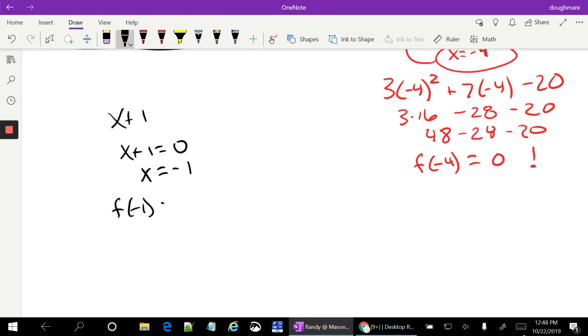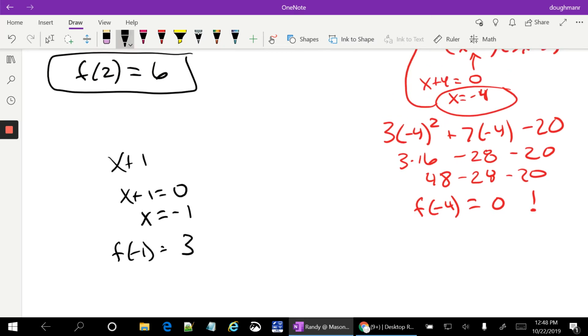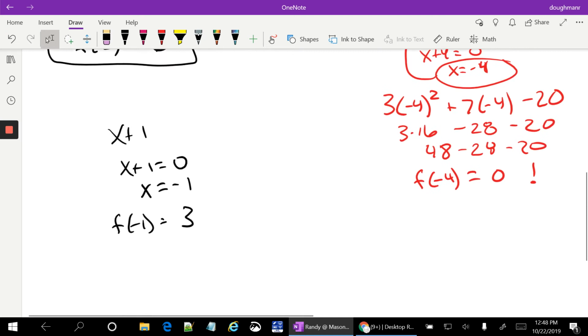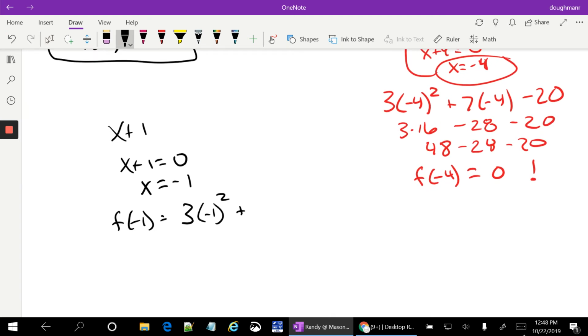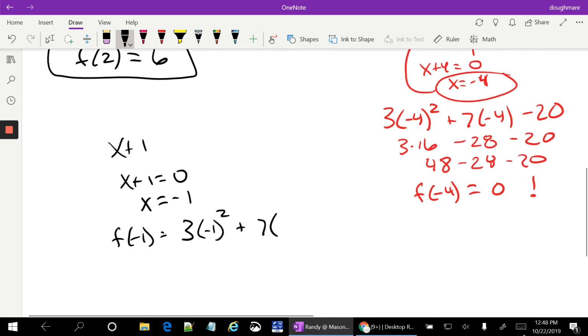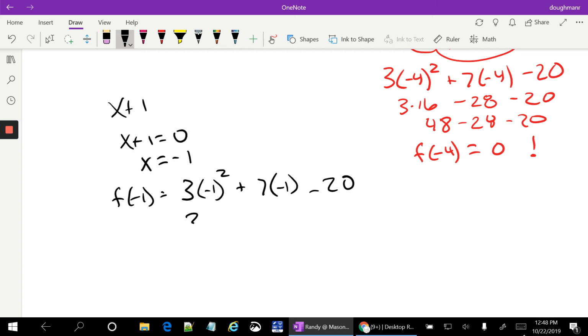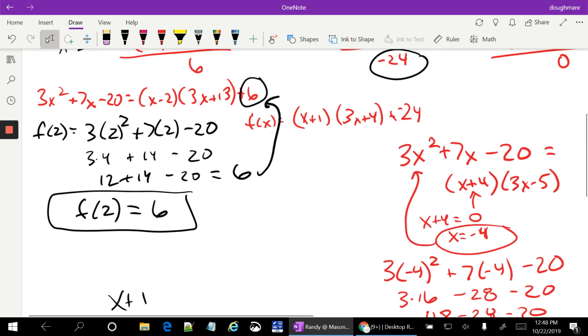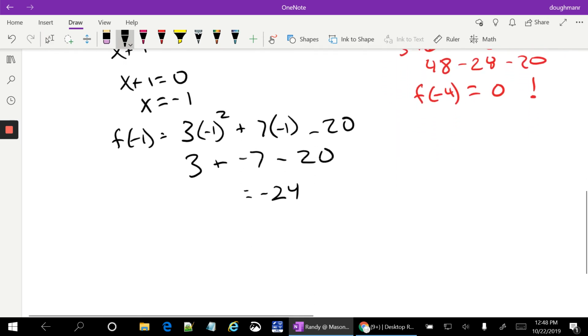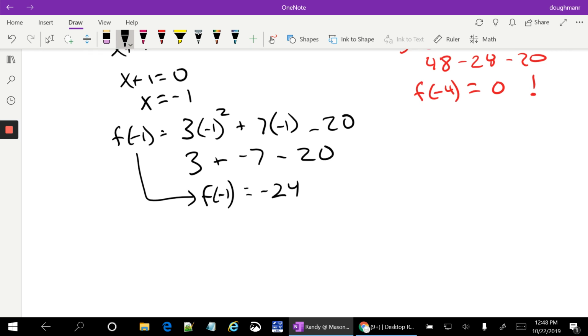F of negative 1 equals 3. Let's look at the original equation. 3x squared plus 7x. So 3 times negative 1 squared plus 7 times negative 1 minus 20. So that looks like 3 plus a negative 7 minus 20. Negative 27 plus 3 equals a negative 24, which is what we got up here. So just to try f of negative 1, see if negative 1 is a 0. It is not, but I know that if I do long division, I'll have a remainder of negative 24.